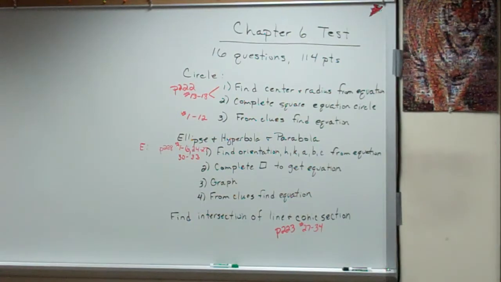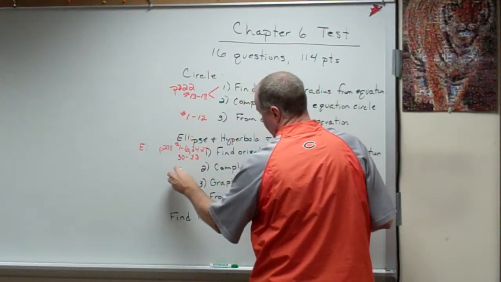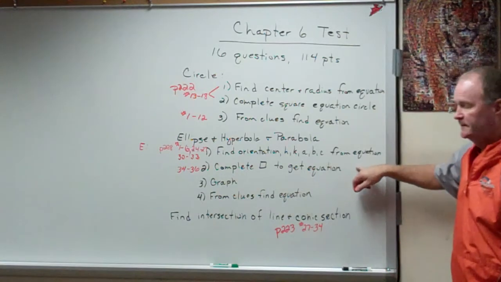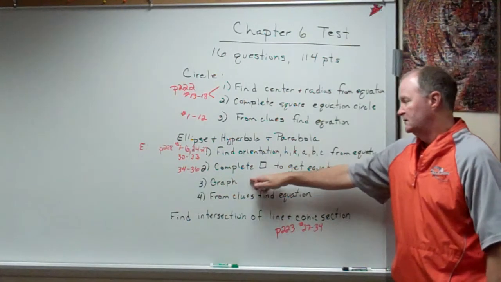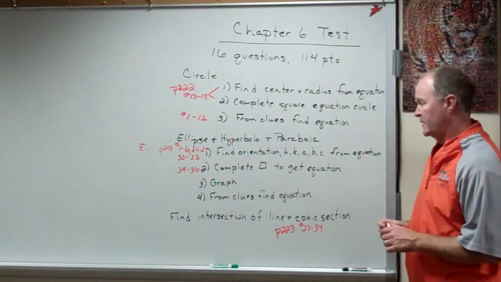The completing the square, that was just those last 2, 3 of them, I guess 34 through 36, for the ellipse. Graphing, you can pick any of them to graph. We'll probably go through one of those.